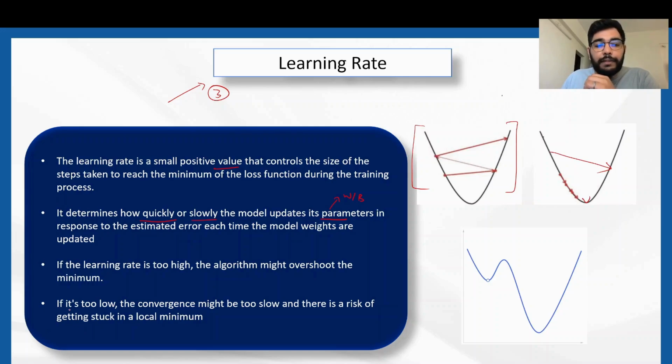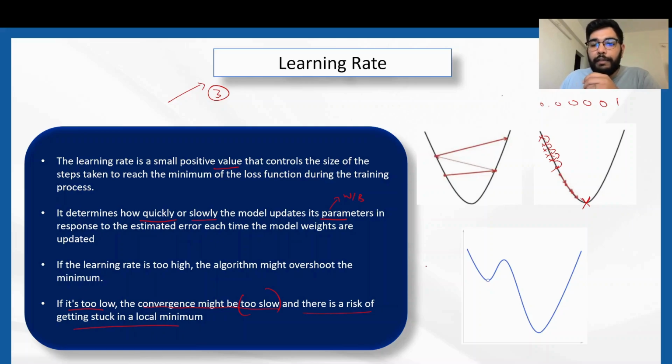The second point is if the learning rate is too low, the convergence might be too slow and there is a risk of getting stuck in the local minima. So over here, if the speed at which we were going is too slow, that is the learning rate is very, very low, let's say it is 0.000001, the step size would become very, very small. That is, it will update very little in the course of action to reach that particular minima. The step size would be very small. Hence, the convergence to this particular point will take a lot of time, and there is a risk of getting stuck in local minima.